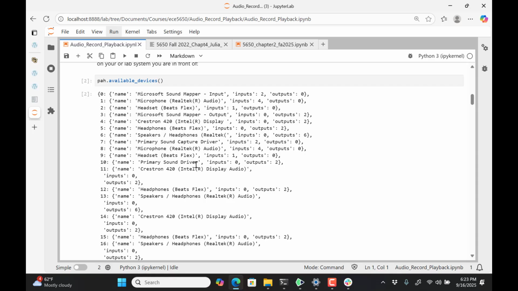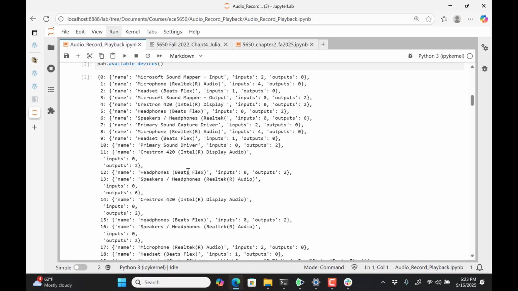And because I'm connected through an HDMI connector to the system here in the class, what do we see? We see some things that Crestron, that's the interface that I'm connected to. So it's even mapping all those devices so I can do things there. And then Beats Flex is what I'm talking on right now. It's got those guys defined too.